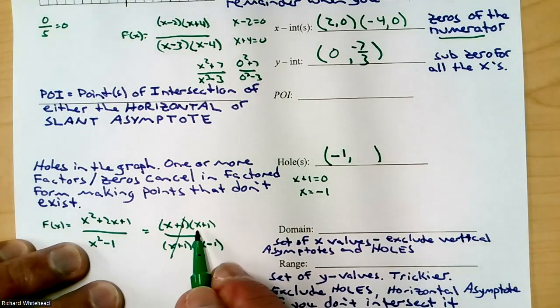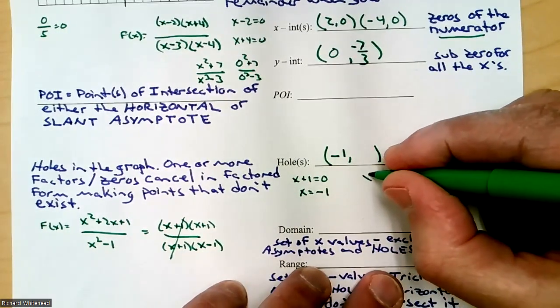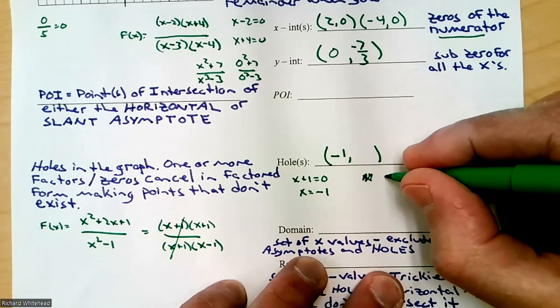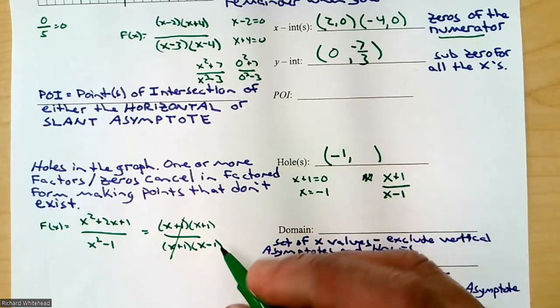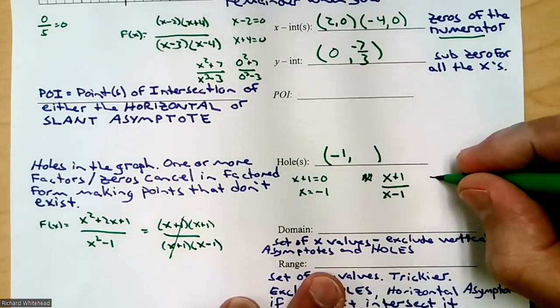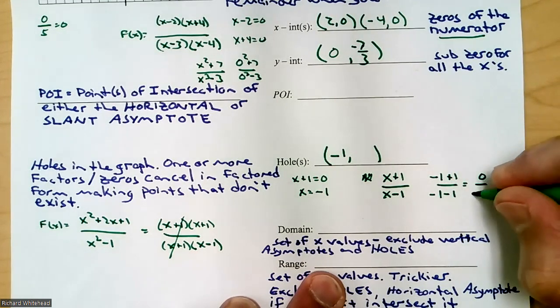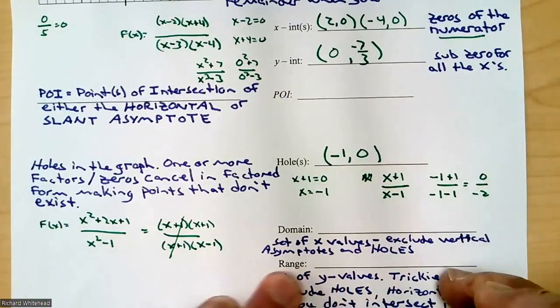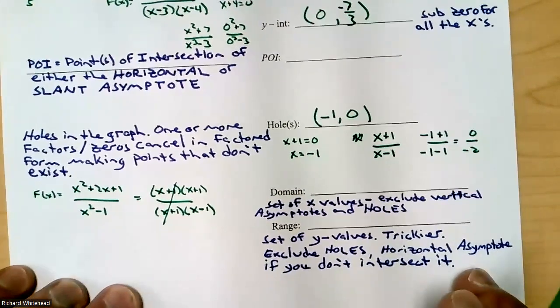But then you plug that -1 into what's left over. This is not a good example, but we'll do more of this later. The part that's left over is this. There's your part that's left over, and now we're going to sub in the -1. So -1 plus 1 over -1 minus 1. So 0 over -2, which is 0. So your hole in the graph is at -1 comma 0. And we'll do an example of that later.